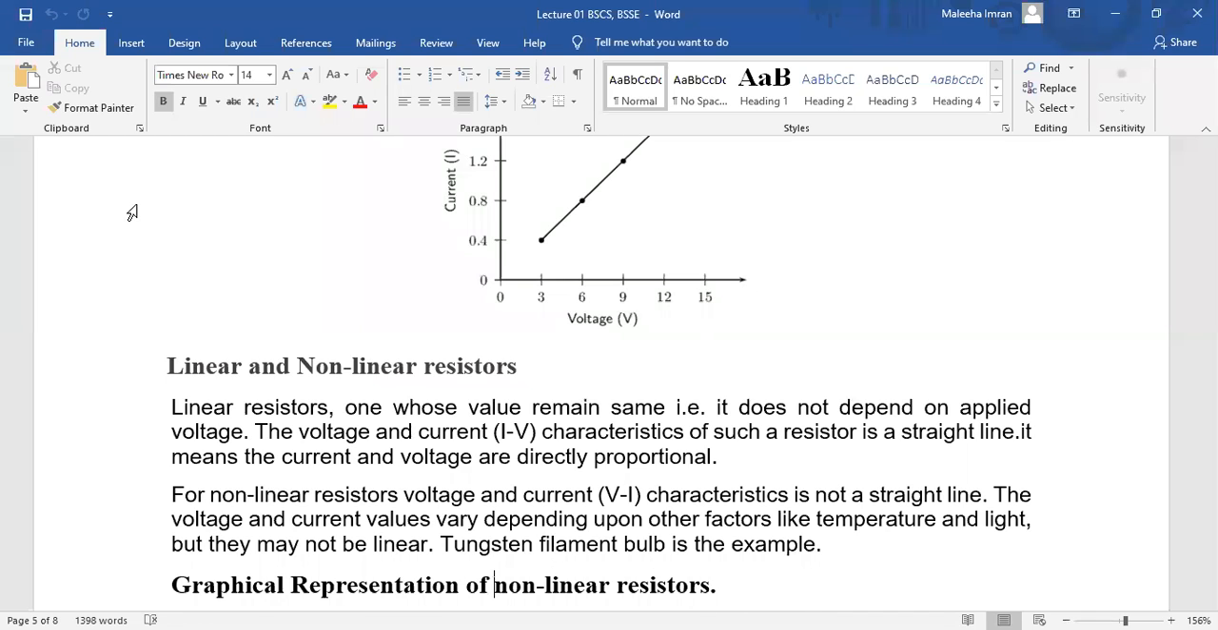So can you tell me any one example of a linear resistor?